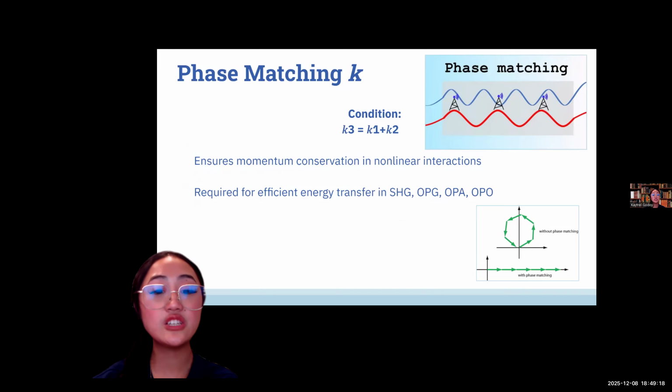For efficient energy transfer, a crucial requirement is the phase matching condition. The wave vectors must also be balanced. That is what that means. And it also means that there is some sort of momentum conservation requirement.